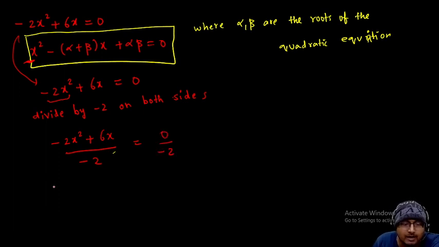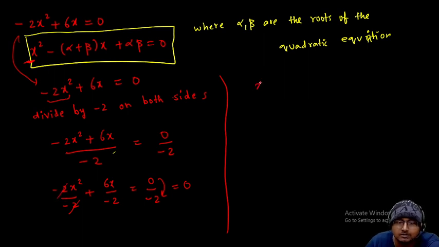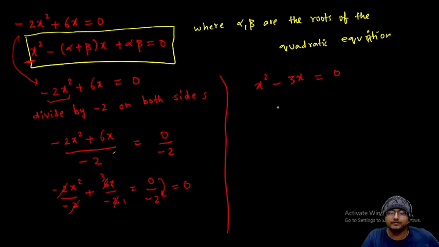So if we split, what will happen? Minus 2x square by minus 2, plus 6x by minus 2 is equal to 0 by minus 2. Now you tell me, 0 divided by anything will be 0. And minus 2x square by minus 2, the minus 2 and minus 2 cancel, so you will get x square. And 6x by minus 2 gives minus 3x, equals 0.